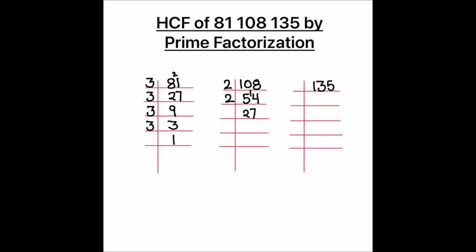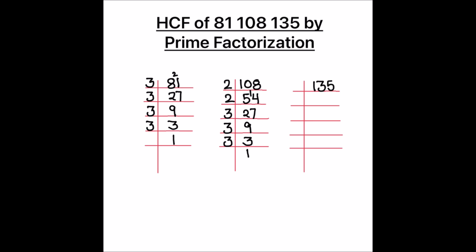Now 27 is an odd number. It is divisible by next prime number 3. 3 times 9 is 27. 3 times 3 is 9. And 3 times 1 is 3. 108 is fully divided. Let's divide 135.